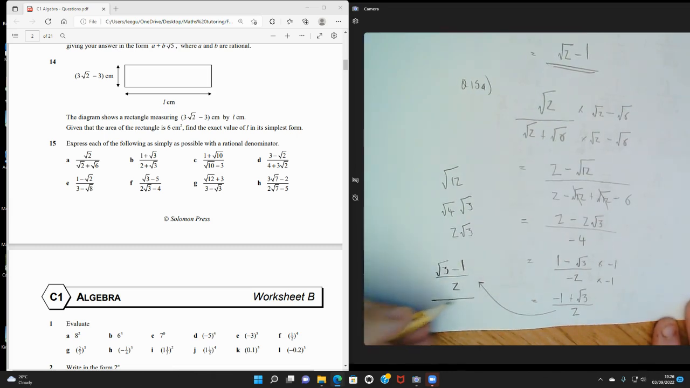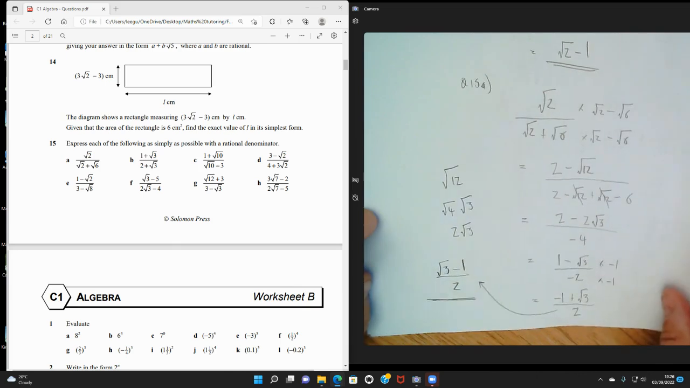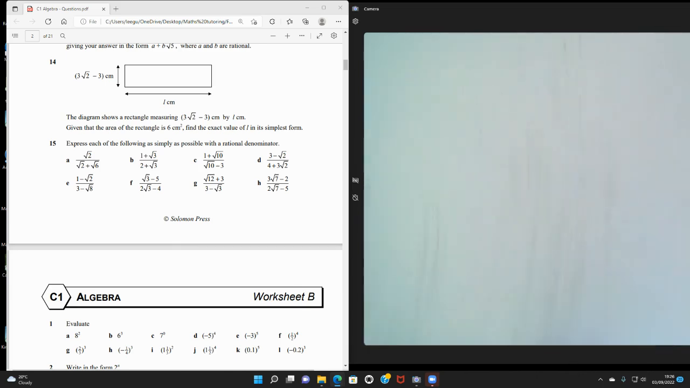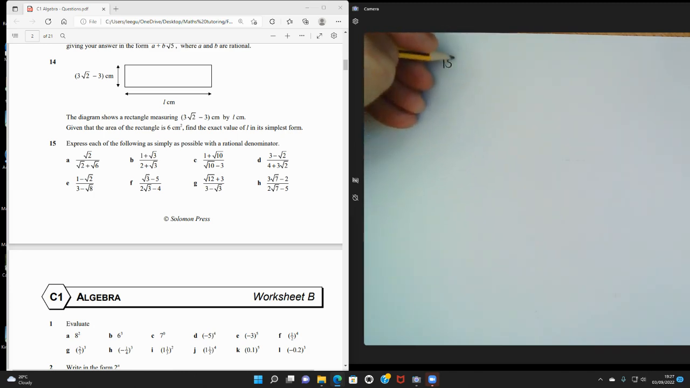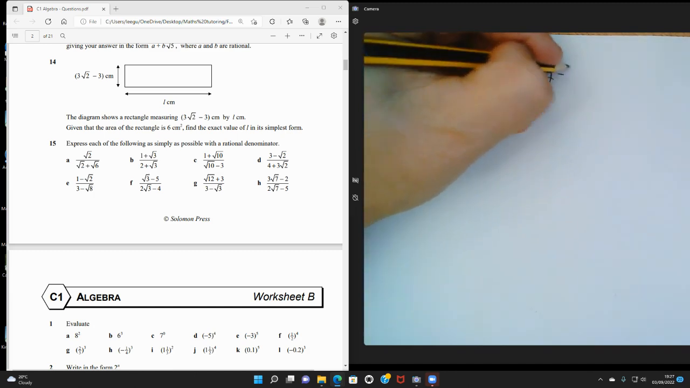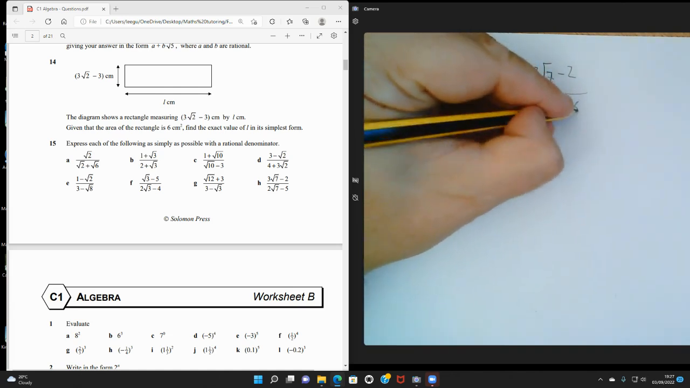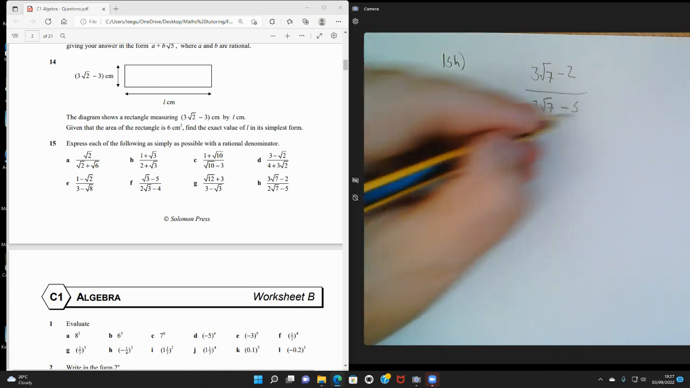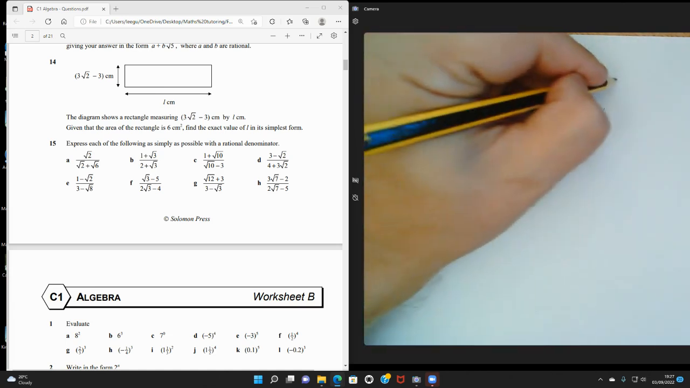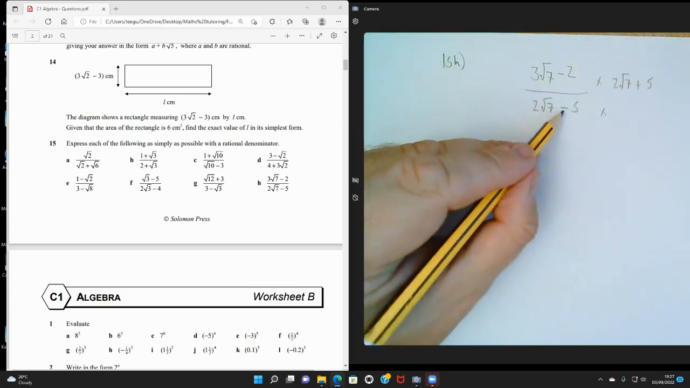Okay, so that's how you deal with it when you've got more complex ones. And let's just do one more that's quite complex and a little bit more involved. Let's have a look at question 15H. In this one, we have 3√7 minus 2 all over 2√7 minus 5. I'm going to multiply the numerator and the denominator here by 2√7 plus 5. Notice I've changed the sign from minus.